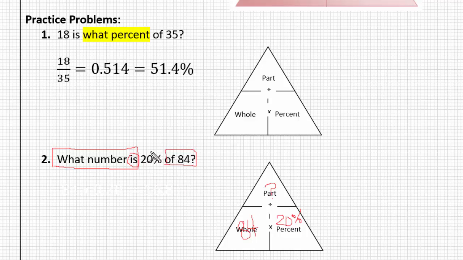They gave us a percentage right here, so I just put that percentage in the percent section. And then of 84, of is our keyword, that is the whole. So I put 84 in the whole section. So now what this is telling us is that if we take 84 times the percent, that'll tell us what number is 20% of 84. It'll give us the part.